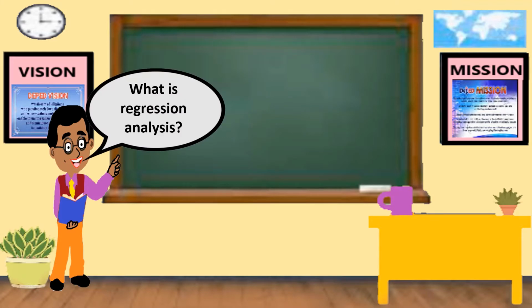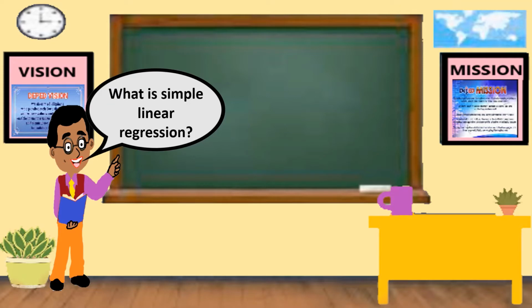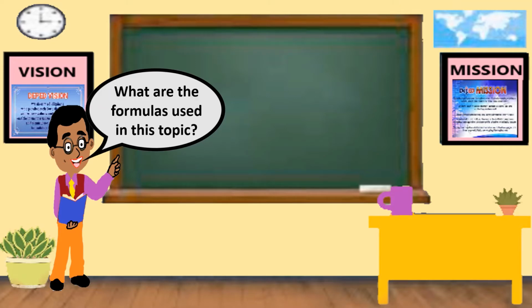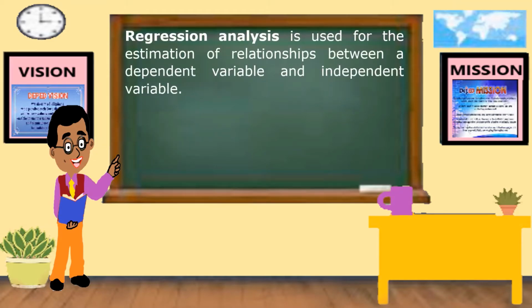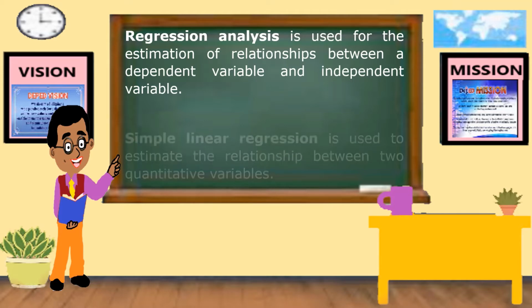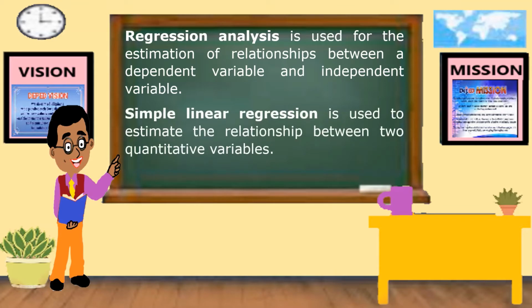What is regression analysis? What is simple linear regression? What are the formulas used in this topic? Regression analysis is used for the estimation of relationships between a dependent variable and independent variable. Simple linear regression is used to estimate the relationship between the two quantitative variables.